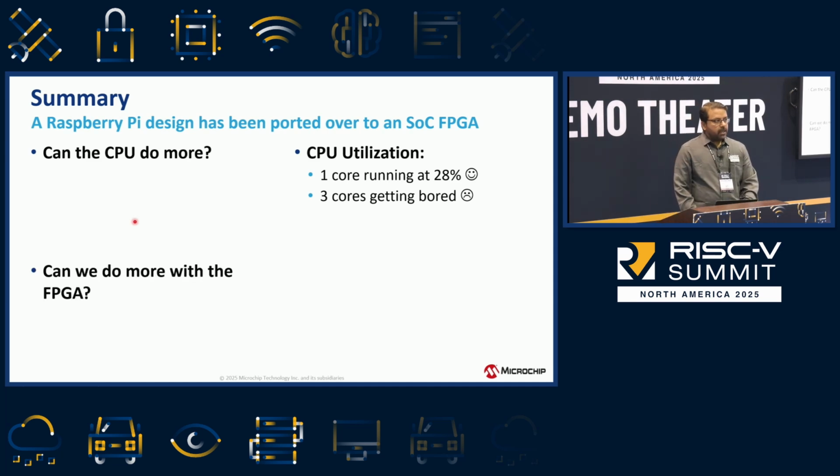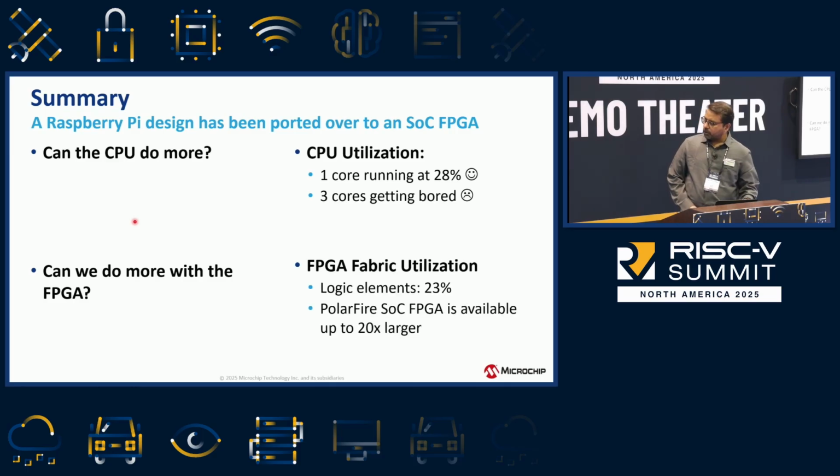What about the fabric? Can we do more with the fabric, or have we completely used up the fabric? We've used about 23% of the FPGA fabric. So this is the smallest FPGA fabric you can get in this family, the 23K logic element family. And this whole implementation barely uses a quarter of the FPGA fabric. There are FPGAs in the same family available that are 20 times larger. So significantly more capable SoC FPGAs are available within the same FPGA family.